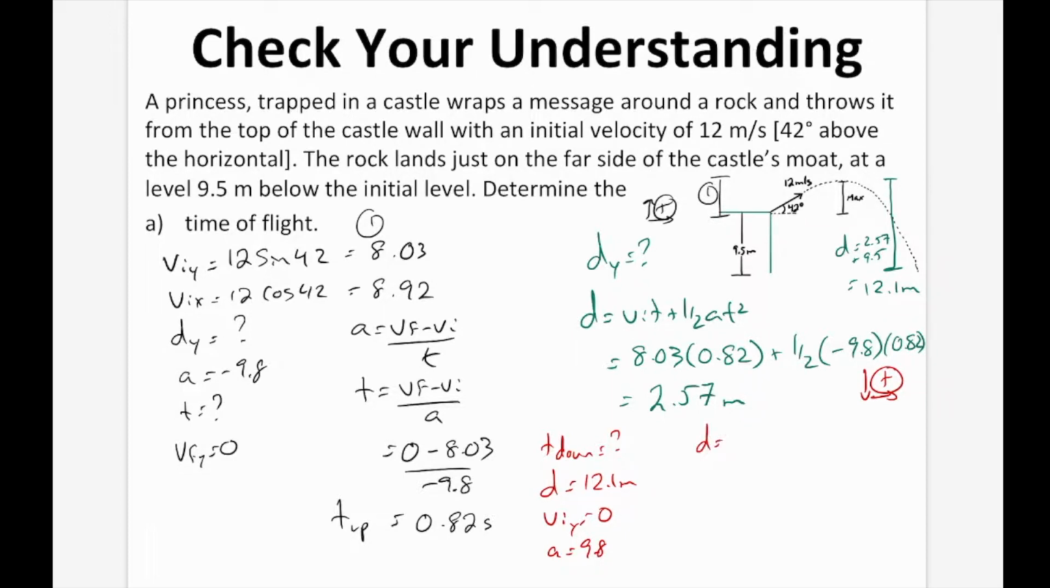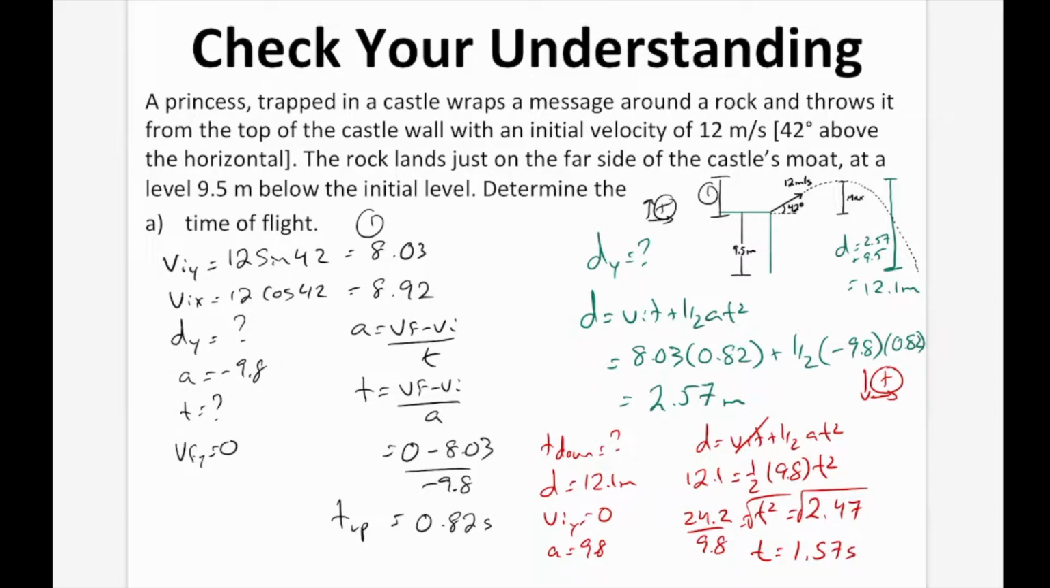So d is going to equal vit plus 1/2 at squared. We know Vi is 0, so that crosses that out. The distance is going to be 12.1 equals 1/2 9.8 t squared. 12.1 times 2 is 24.2 divided by 9.8, and that gives us our t squared. Our t squared value is going to equal 24.2 divided by 9.8, which is 2.47. We then take the square root of both, and we get a t value of 1.57 seconds.